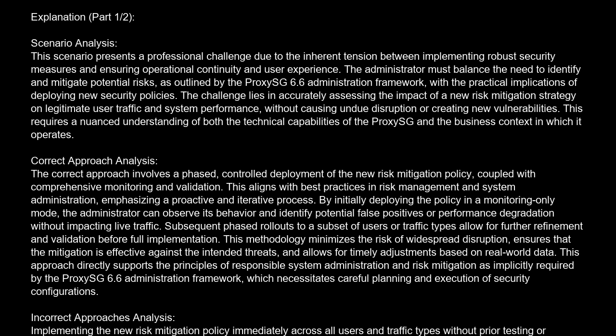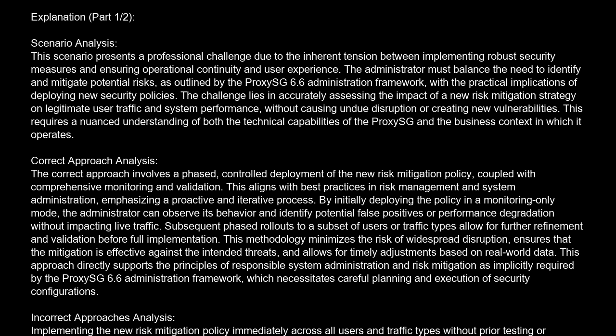Correct approach analysis. The correct approach involves a phased, controlled deployment of the new risk mitigation policy, coupled with comprehensive monitoring and validation. This aligns with best practices in risk management and system administration, emphasizing a proactive and iterative process. By initially deploying the policy in a monitoring-only mode, the administrator can observe its behavior and identify potential false positives or performance degradation without impacting live traffic.